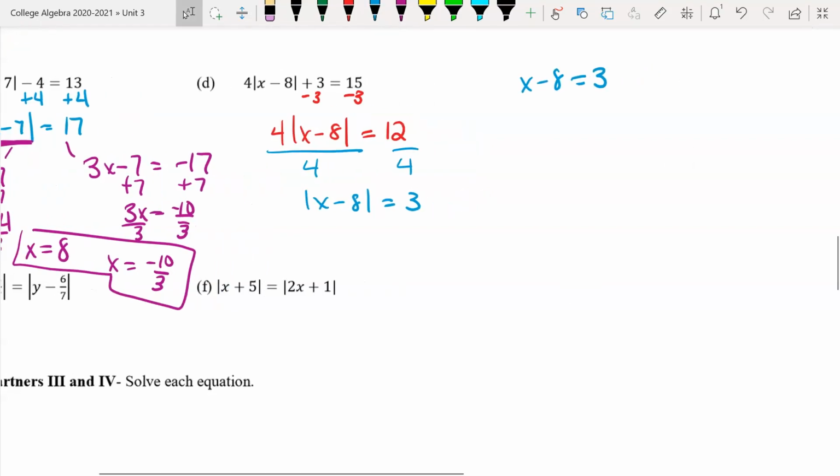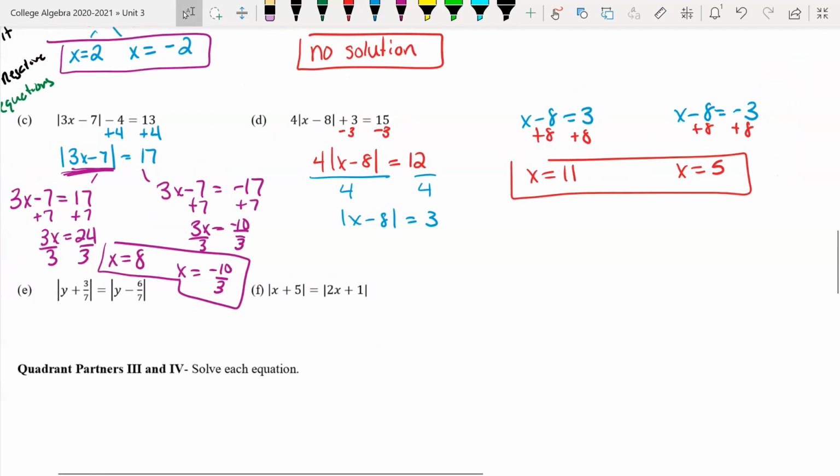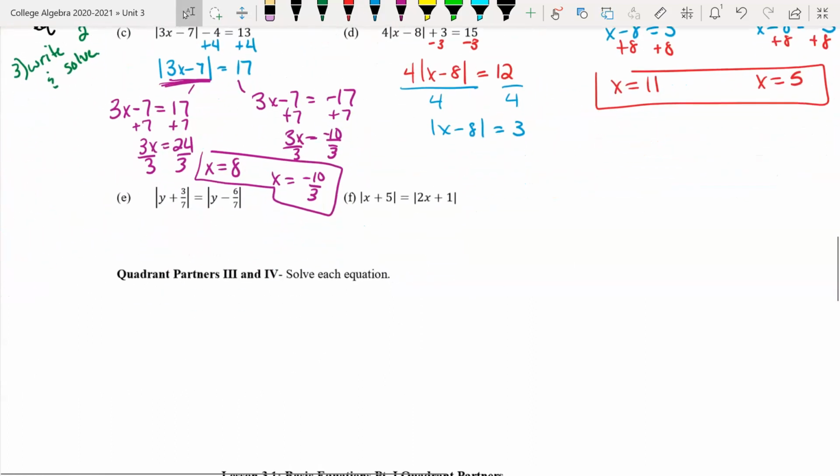The first one, nothing changes. The second one, it equals a negative number. So now I would add 8, I would get x equals 11, x equals 5. And those are my two answers. Okay? Now, the one that's tough is E and F.